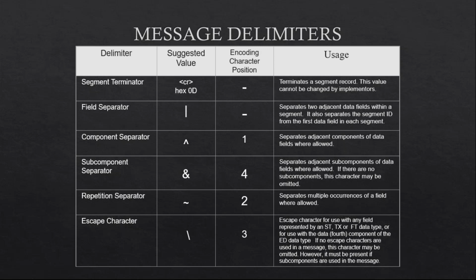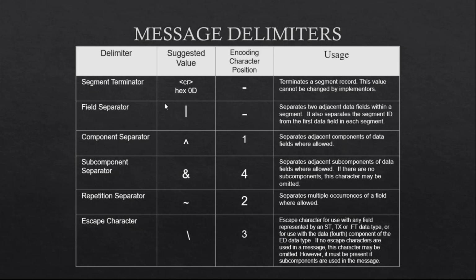Then we have the field separator, which is like a space between two words. Each word is separated by a space in a sentence. In the same way, each data element that we are dealing with is separated with the help of a pipe. So if we are looking at some data between two pipes, it means that we are looking at a specific data element. And then we have the component separator, which is indicated with the help of a caret.